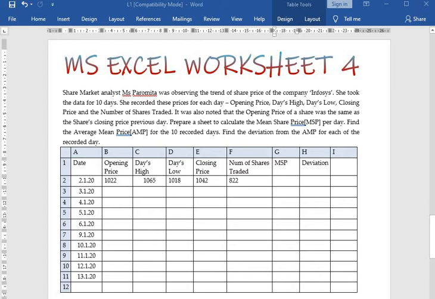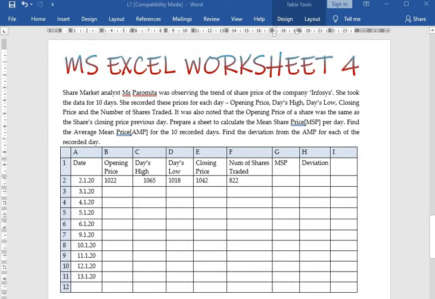So, here come the activities. The first one was to calculate the mean share price. Now, mean share price can be calculated in two ways. One is the average of the opening price and the closing price, and the other is the average of the opening price, the day's high, the day's low and the closing price. Now, we can choose whichever we want for now, right?